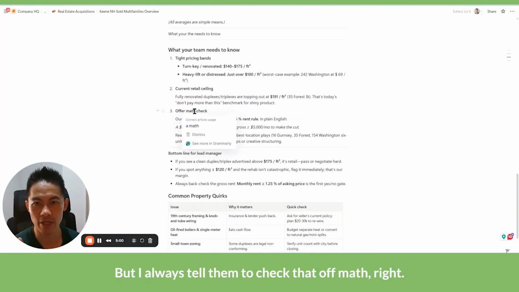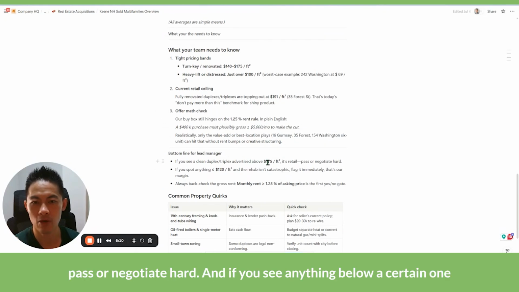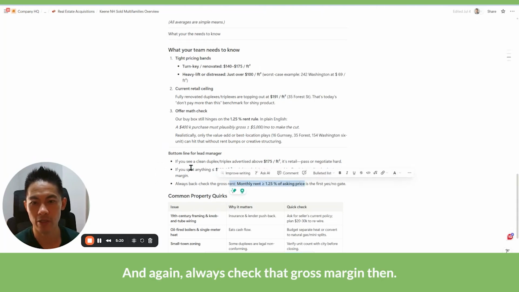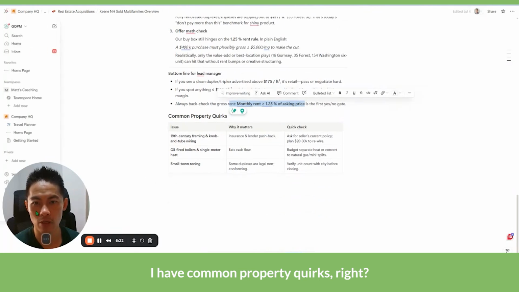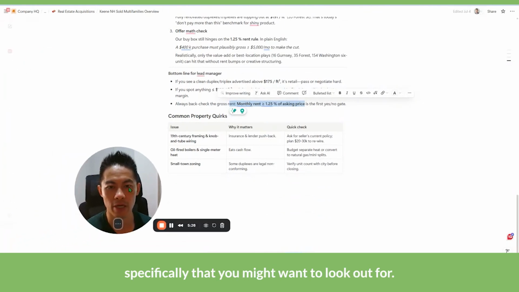And I always tell them to check that offer map, right? Make sure that we're hitting that percentage that I'm looking for. Then for my lead manager, if they see a duplex above a certain amount, pass or negotiate hard. And if you see anything below a certain one and the rehab is you're crazy, flag it. Let's do this deal. And again, always check that gross margin. Then I have common property quirks, right? Just things in this area specifically that you might want to look out for.